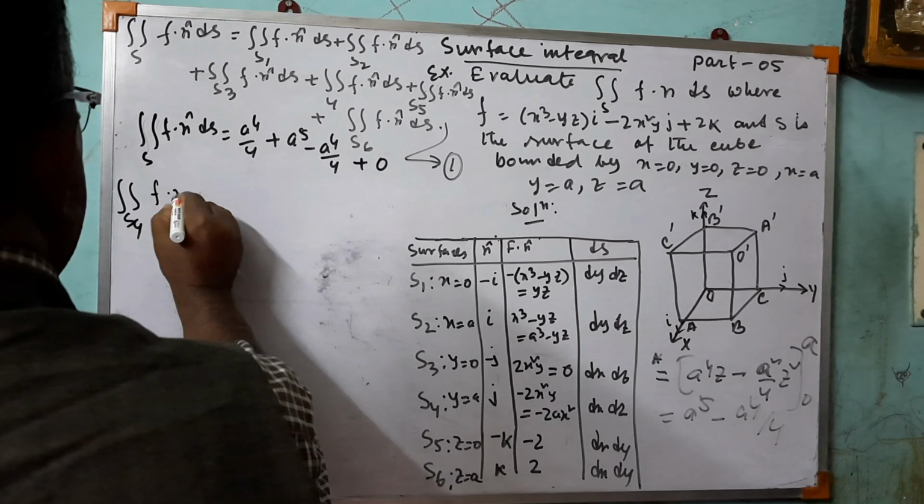So now z equal to 0 to a, minus 2a, that is a cube by 3, so a to the power 4 by 3, minus 2a to the power 4 by 3 dz. So now the integration of minus 2a to the power 4 by 3 dz is z, from 0 to a, that is minus 2 by 3 a to the power 5.